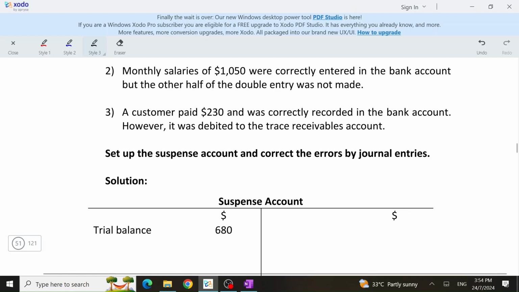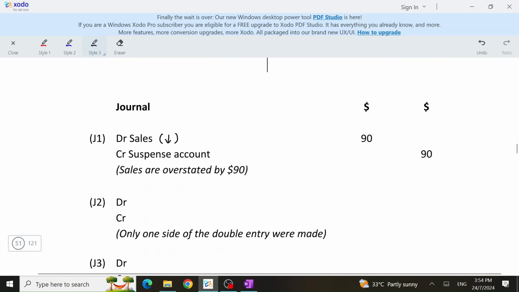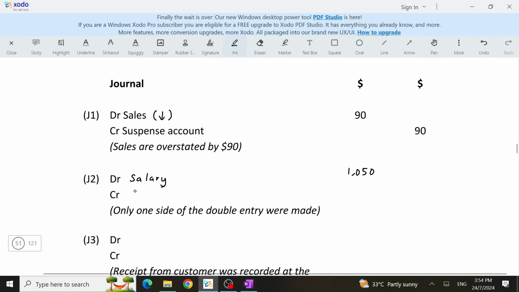Because you pay salary. It says they already entered correctly in the bank account. Do you think they debit or credit the bank account? Credit, because it is an outflow, you're paying, right? So credit bank account, is this okay? Yes, because they say correctly entered. What is not entered is the other half, which is the debit salary, 1050. So you have to go to this account here. You debit the salary account 1050.